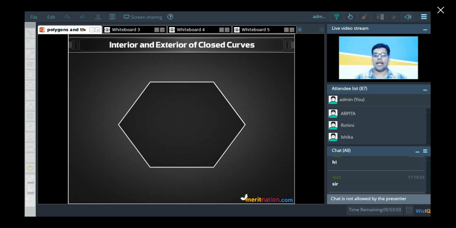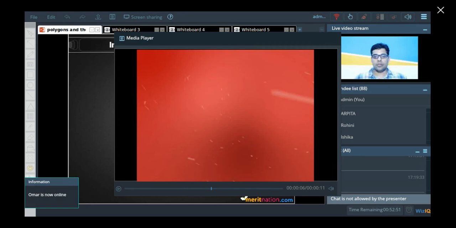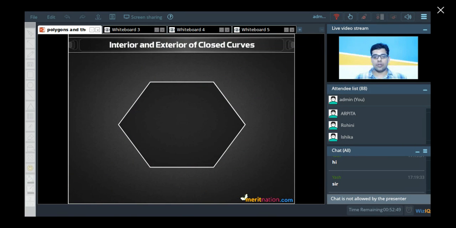Next is interior and exterior of closed curves. Now, time for a question through poll. I am now publishing a question through the poll here. Everybody, try to participate and give your votes in that question.